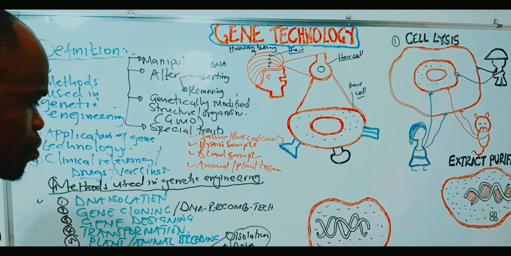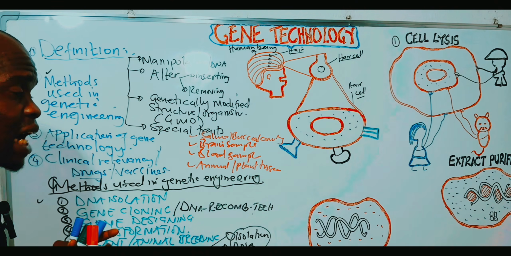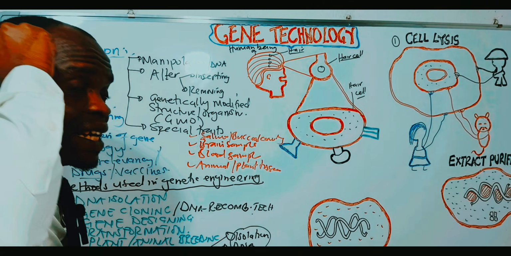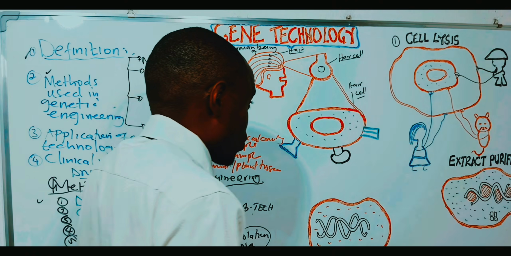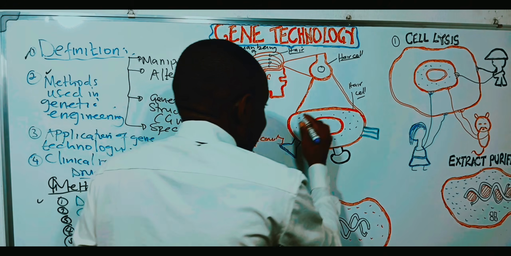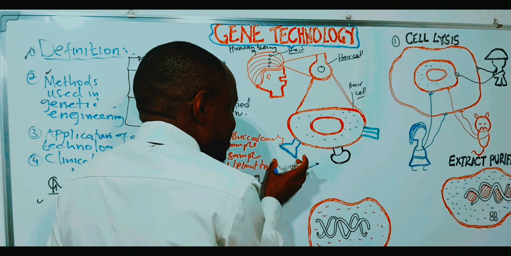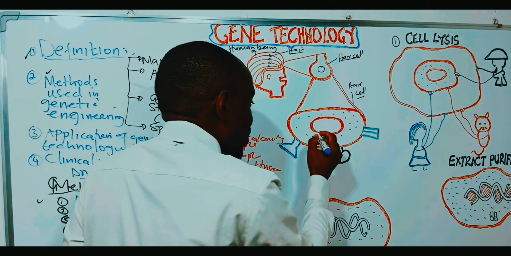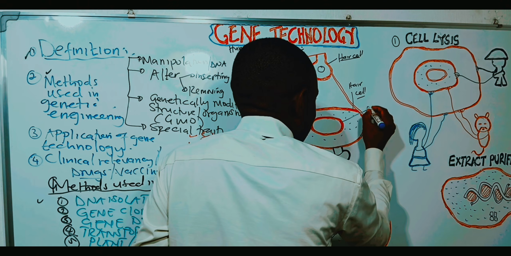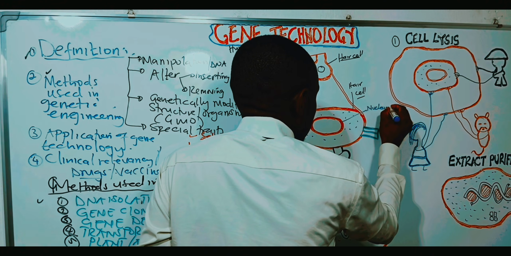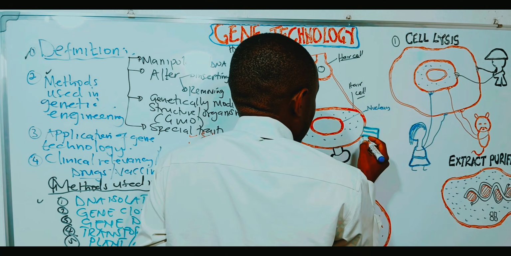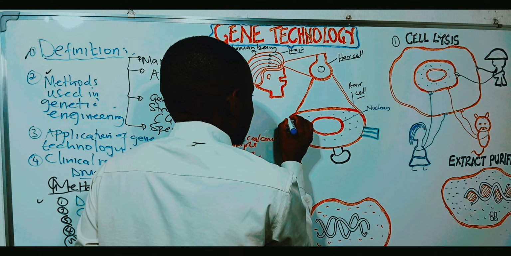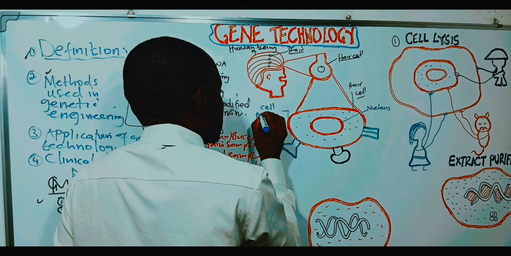Let's continue here. We want to see how we isolate DNA from the cell. We are focused on the hair cell. Let's look at it, members. This is the hair cell we are seeing here. The hair cell has three major components. First, the DNA is located here. This is the nucleus, as you can see. And this one that you are seeing here is what we call the cell membrane.